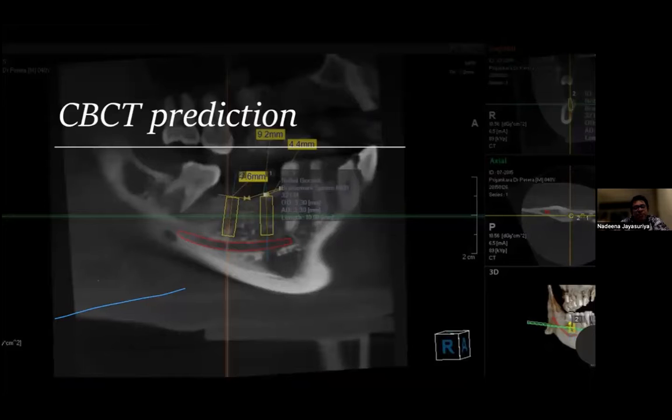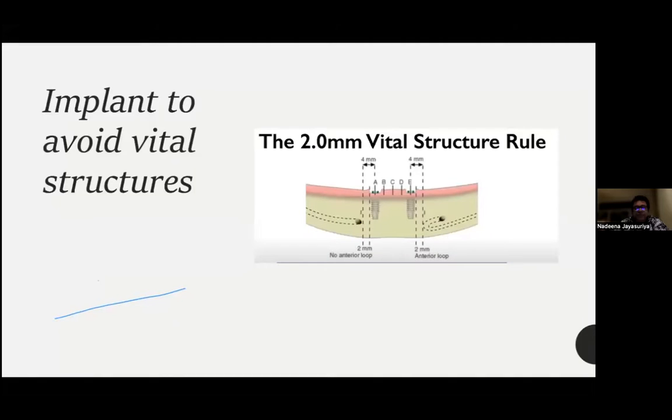So cone beam CT is there for everybody now. You can very easily predict where you want to put the implant. Like I told you earlier, we measure distance from vital structures, which is very easy to do with the cone beam CT, and then place implants very safely.